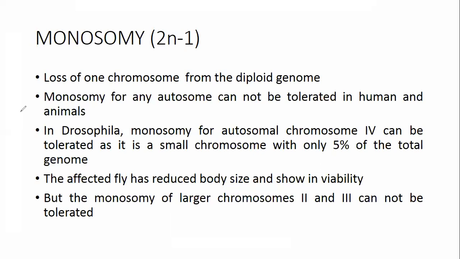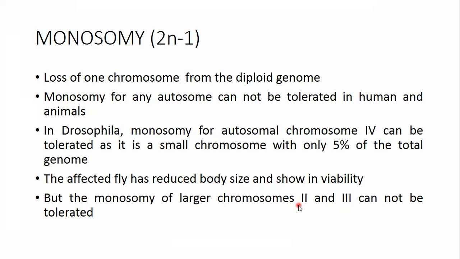And what is the reason? Because chromosome 4 is very small in size, contains only a few genes, and these genes are not necessary for the survival of the Drosophila. So that's why Drosophila can tolerate the autosomal monosomy of chromosome number 4. But still, the phenotype of the Drosophila is affected, and the affected fly has reduced body size and shows inviability. But the monosomy of larger chromosomes 2 and 3 cannot be tolerated by Drosophila melanogaster.